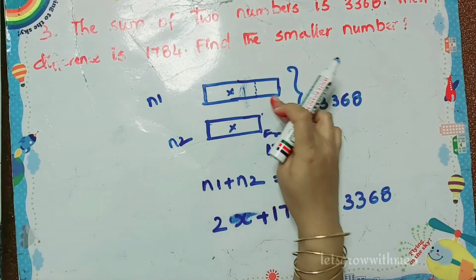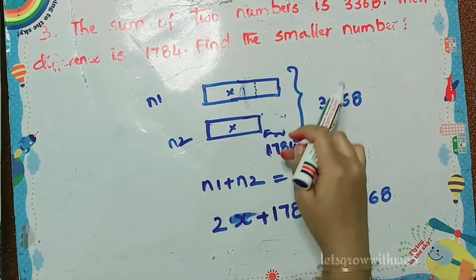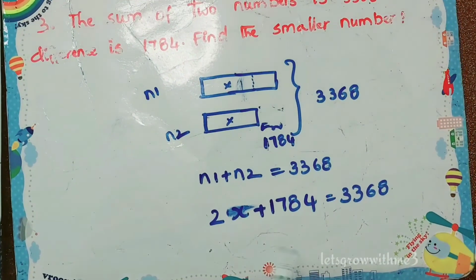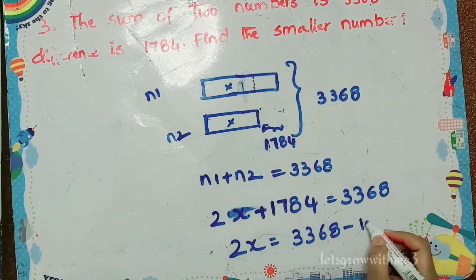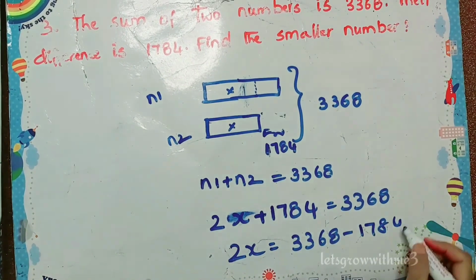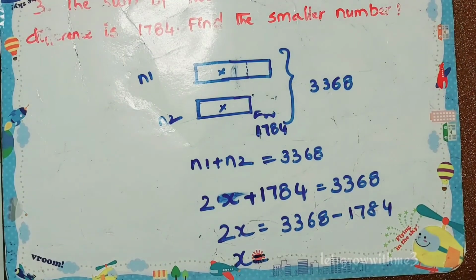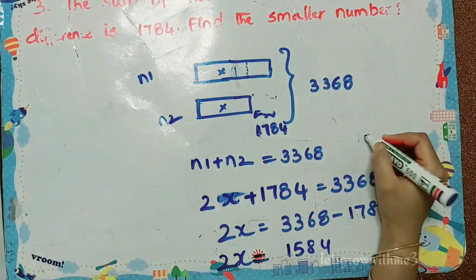Now let's solve the expression. I need to send this 1784 to that side because I need the x value, so I'll keep x here and send the remaining all to that side. So 3368 minus 1784. Next, x is equal to how much? Wait, let me subtract first. So 1584. Okay, so I got the 2x value now.